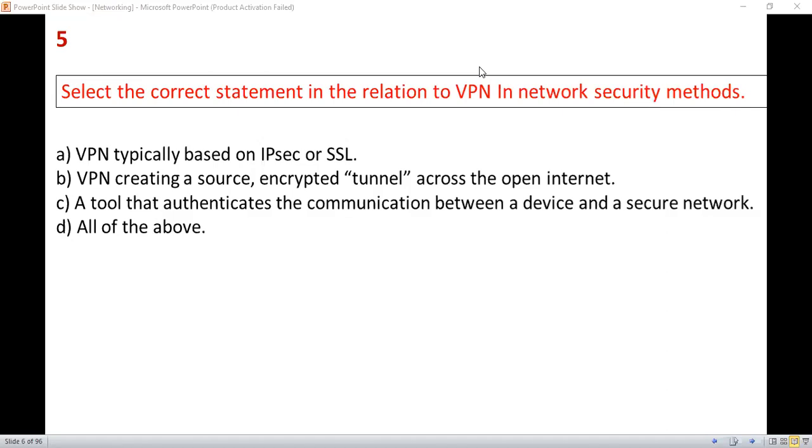IPsec, Internet Protocol Security, is a secure network protocol suite that authenticates and encrypts packets of data to provide secure encrypted communication between two computers over an Internet Protocol network, and it is also used in virtual private networks. And what is your second question?